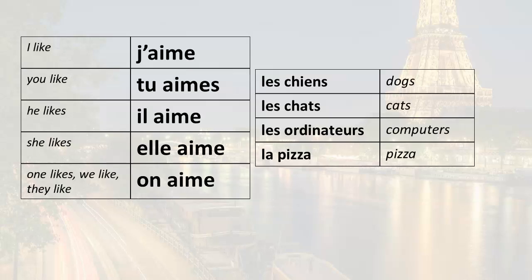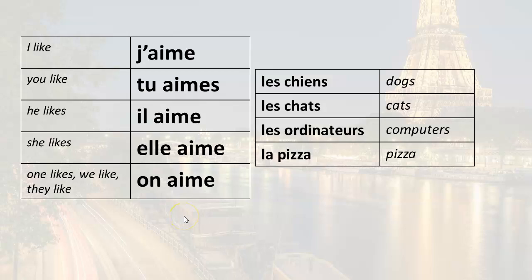And we practiced with the vocabulary that you see here to make statements like j'aime les chiens, I like dogs. J'aime les chats, I like cats. J'aime les ordinateurs, I like computers. J'aime la pizza, I like pizza. And so forth and so on. So in this lesson, what we're going to do is convert some of these statements into questions.